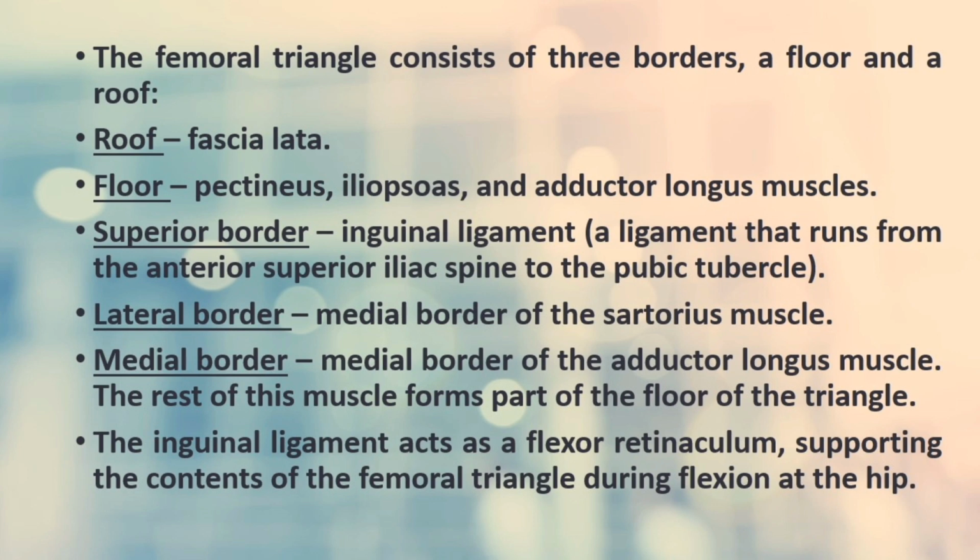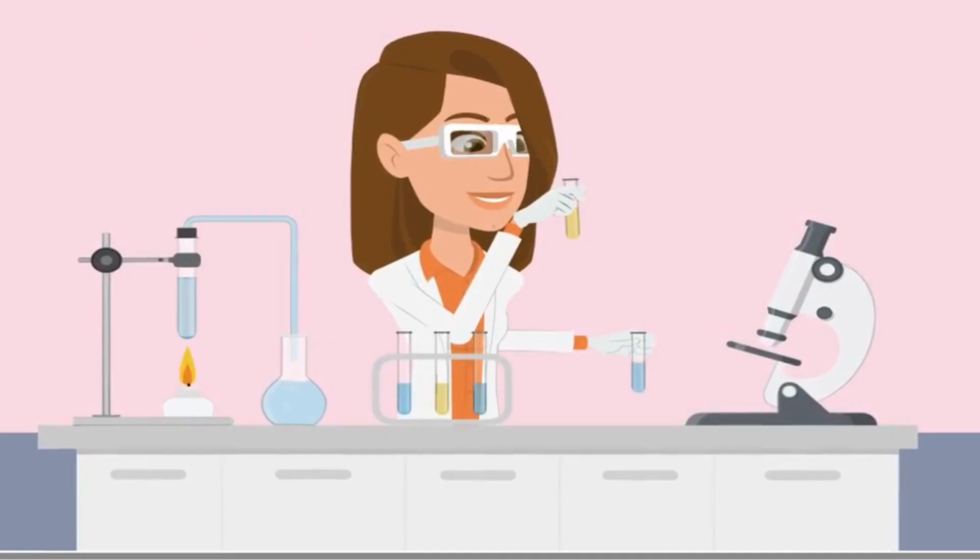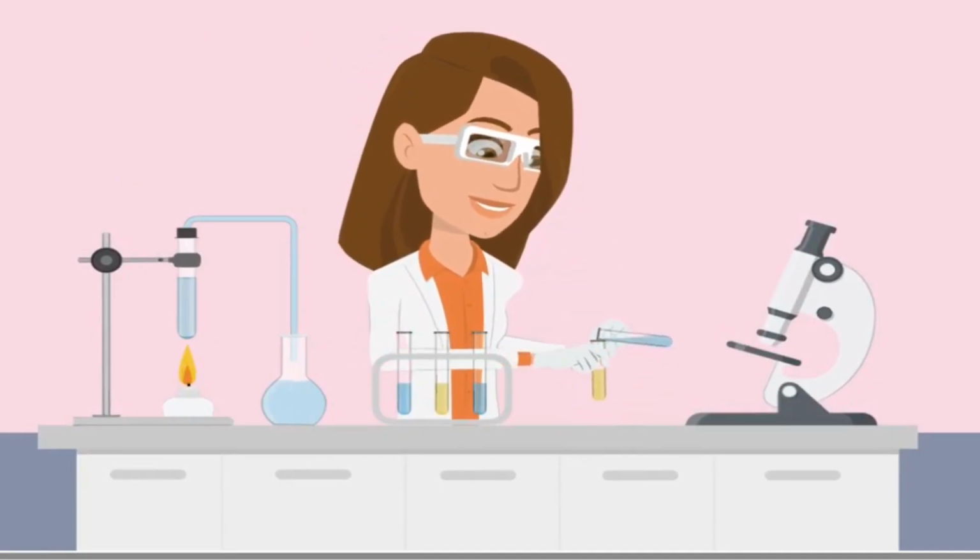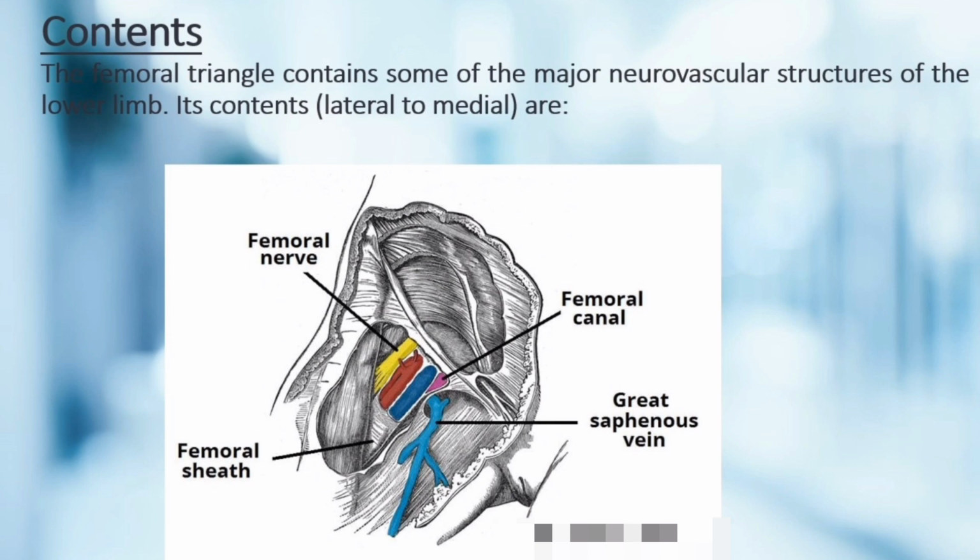The inguinal ligament acts as a flexor retinaculum, supporting the contents of the femoral triangle during flexion at the hip. Note: some sources consider the lateral border of the adductor longus to be the medial border of the femoral triangle. However, the majority state that it is the medial border of the adductor longus, and this is the definition we have gone with. Contents. The femoral triangle contains some of the major neurovascular structures of the lower limb.